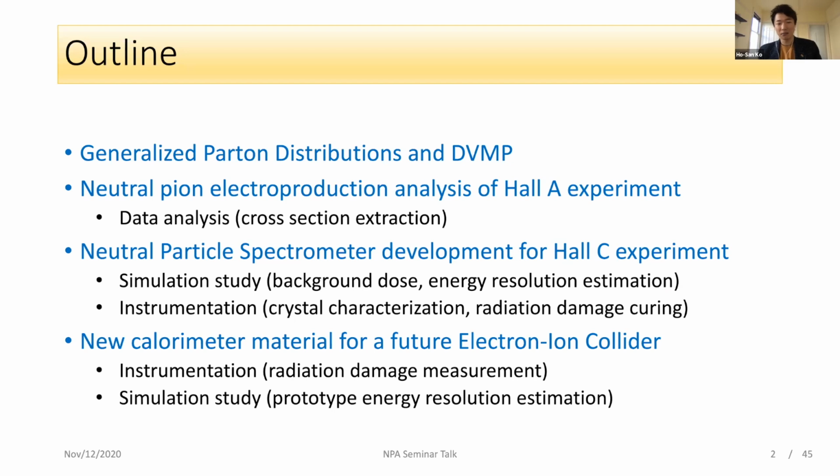This is the outline. First, I will briefly introduce generalized Parton distributions and the way to access it, deeply virtual meson production. Then I'll present a neutral pion electroproduction analysis that was done in Hall A experiments in Jefferson Lab. Then I will show you a new neutral particle spectrometer being developed for the upcoming Hall C experiment in Jefferson Lab. And finally, but shortly, I will discuss this new calorimeter material, which is a candidate of the calorimeter for a future Electron-Ion Collider.